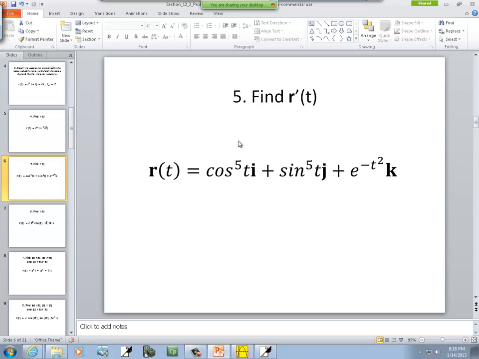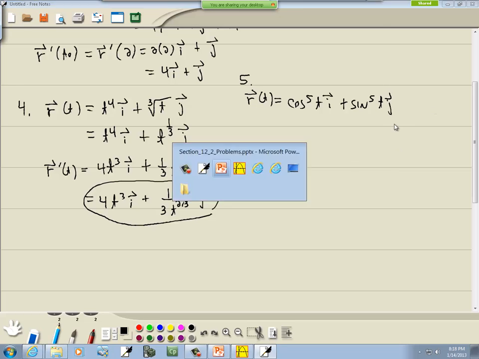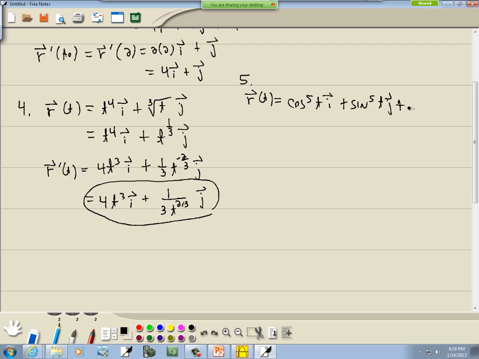Let's look at number 5 here. r is equal to cosine to the 5th i plus sine to the 5th j, plus e to the negative t squared k. Now remember this, cosine to the 5th, what it really looks like is this right here, where we got cosine t to the 5th power.